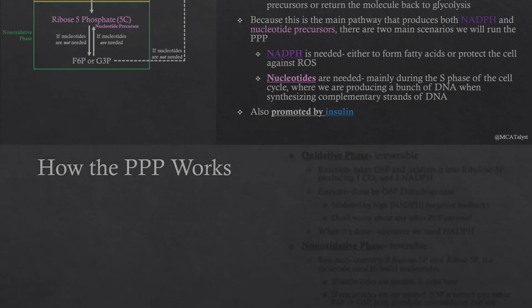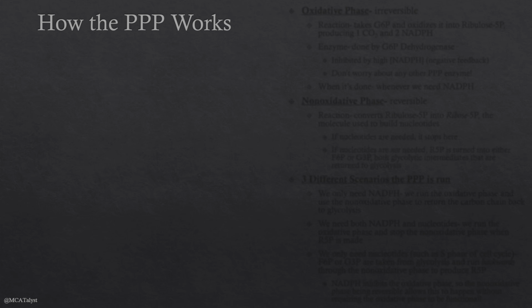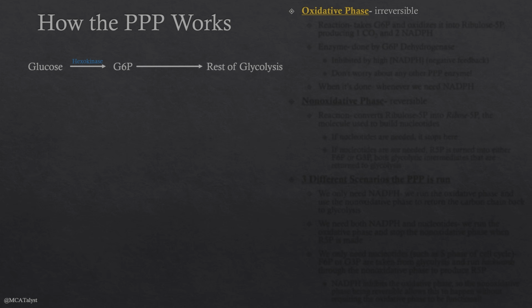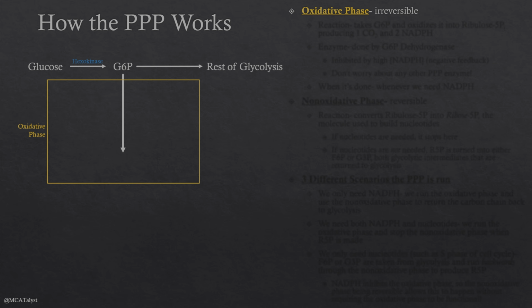So to explain how the pentose phosphate pathway works, we're going to start, of course, with forming that G6P that we need. This is just done by hexokinase or glucokinase, depending on what type of cell we're in, of course. But once we've formed this G6P, we're going to divert it from the rest of glycolysis by first sending it through the oxidative phase. Again, as a reminder, this phase is irreversible, meaning that it will only go in one direction. Notice that this arrow is only pointing away from G6P.